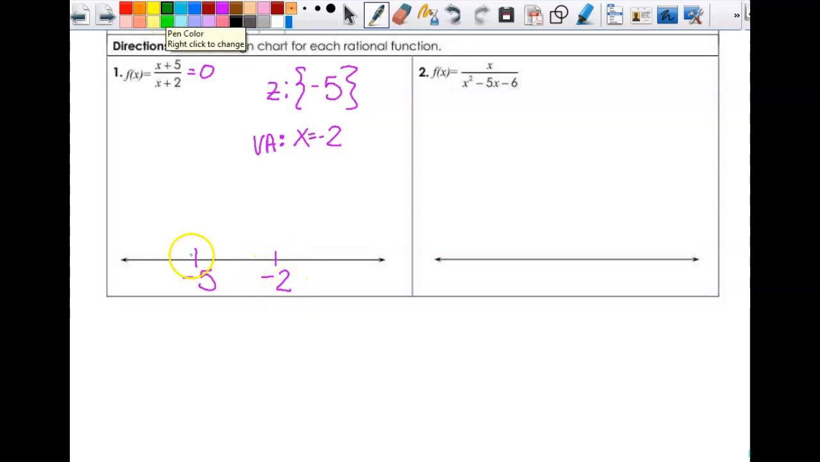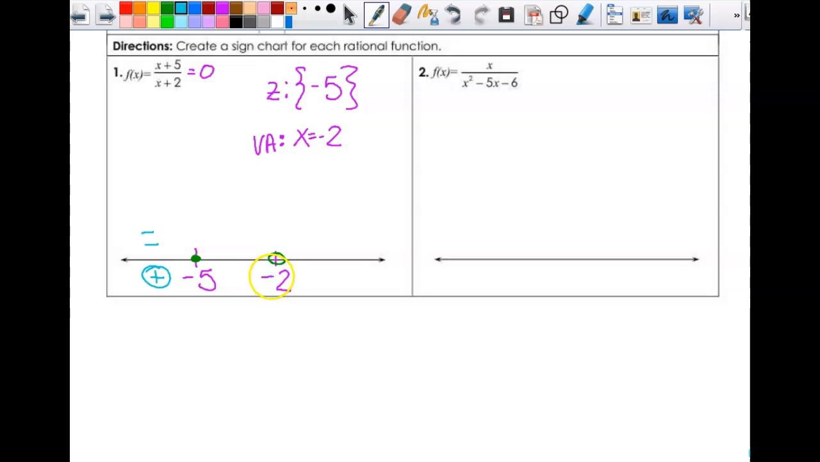My -5 is a 0, so since this isn't an inequality, I don't even have to think about it. It's closed. -2 is my asymptote, so it is open. It is always open. Then we're going to do the same thing we did the other day with picking a number. So between -infinity and -5, I'll pick -6. When I substitute that in the numerator, that gives me a negative number. I substitute it in the denominator, gives me a negative number. Negative divided by negative is positive.